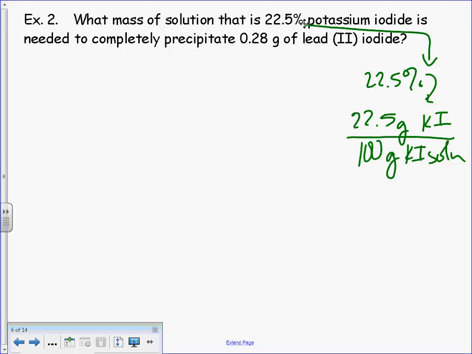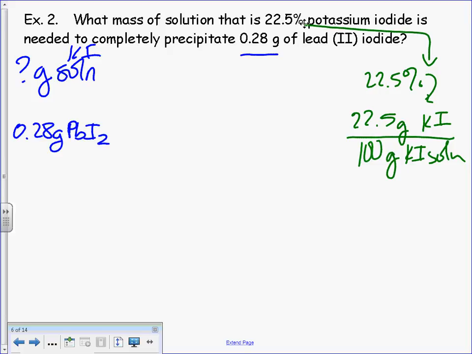All right, so what mass of solution? My question in this one is grams of solution, of KI solution. So in the end, what do I need on top? So grams of KI solution. So do I need this, like this, or flipped? Flipped. Okay, so just think about that. All right, so what mass of solution, that is 22.5% potassium iodide, is needed to completely precipitate, given 0.28 grams of lead II iodide. Okay, so far we know a conversion factor, we know our question, we know our given. What do we not know yet?